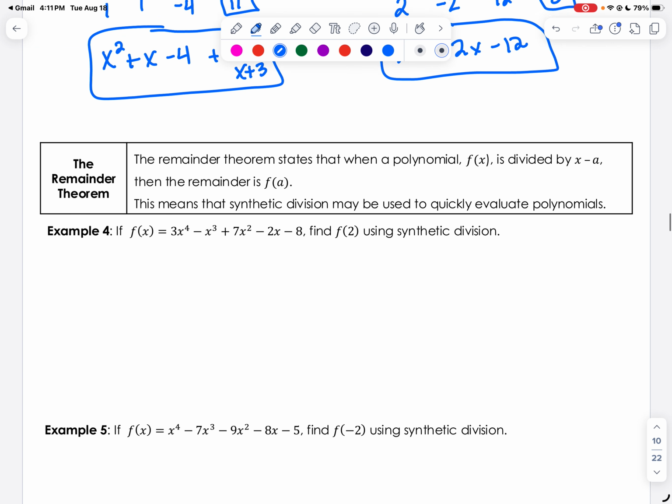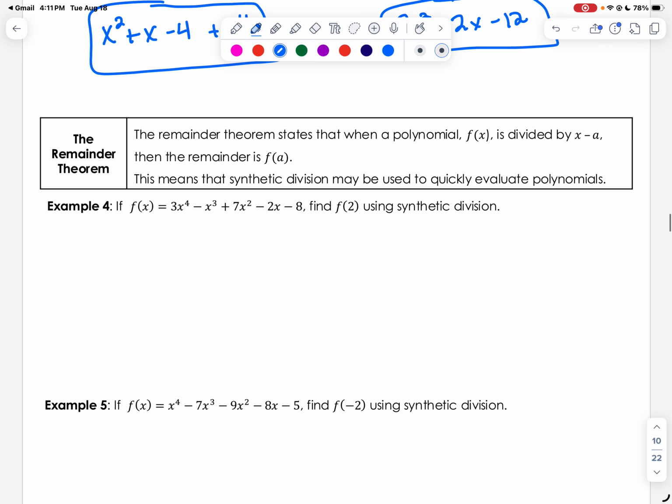Now, the last portion of the lesson is the remainder theorem. The remainder theorem is an application of synthetic division, and it states that when a polynomial is divided by x minus a, then the remainder is f of a. All right? So say we're evaluating 3x to the 4, minus x cubed plus 7x squared minus 2x minus 8.